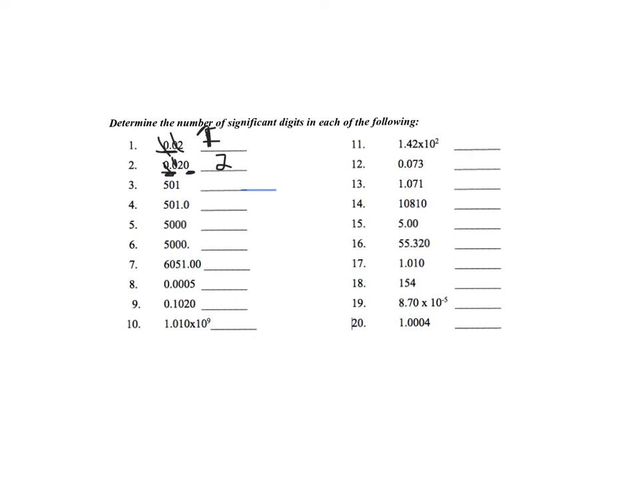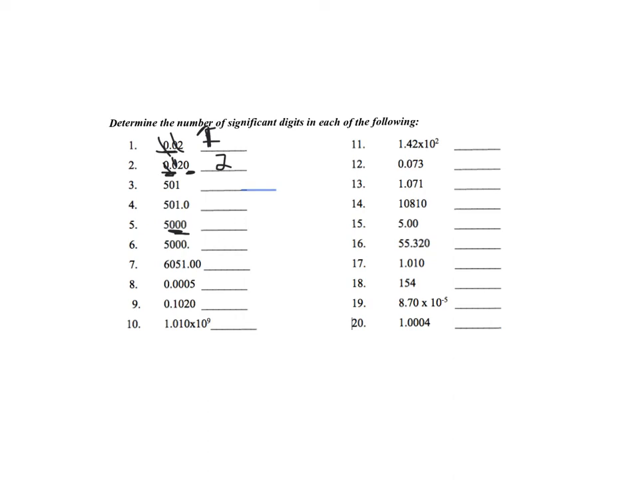Let's jump down a little bit to 5 and 6, because 5 and 6 are pretty interesting. It's the same number, effectively, right? 5,000. The difference between 5 and 6 is in number 5, there's no decimal at the end of that number. In number 6, there's a decimal at the end of that number. So let's look at number 5 first. Let's identify our zeros. Well, I have 3 zeros after the 5, which means they're all trailing zeros. They're all zeros that come after the last non-zero.